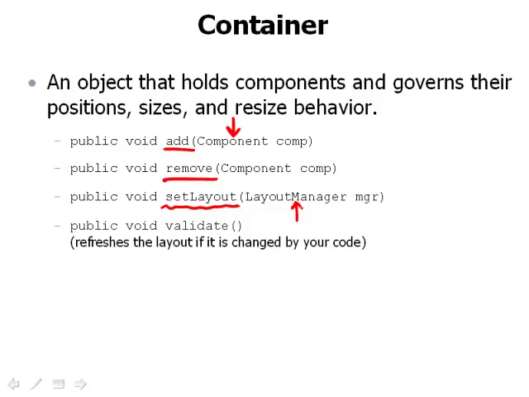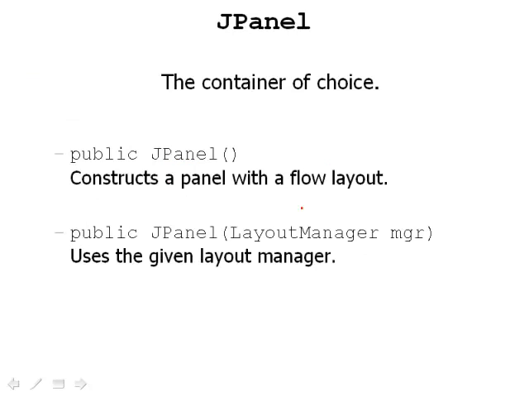So JFrames act as containers. There's another class called JPanel that acts as a container as well. And so if you want, you can create a panel. A panel is basically a component that has no appearance, and the only purpose that it has is to store other components and lay them out.